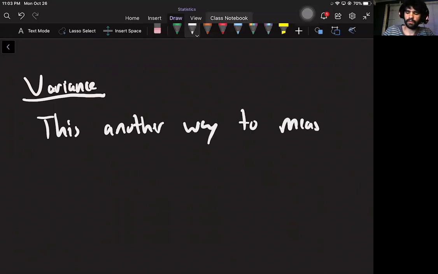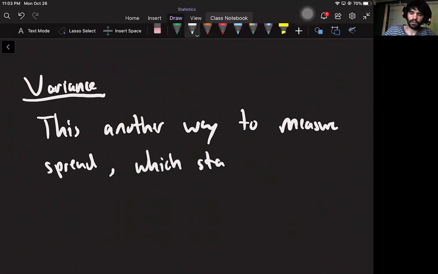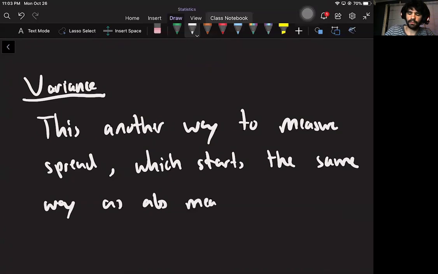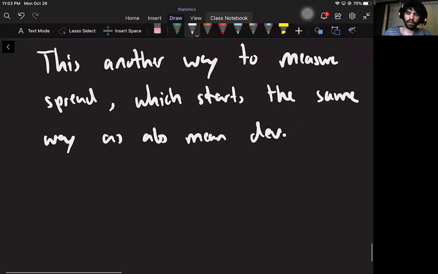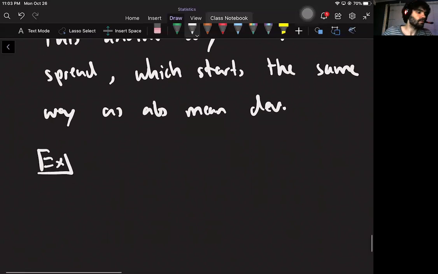It's very similar to absolute mean deviation. In fact, it starts the same way. So all we're going to change is how we make numbers be positive, how we change those distances into positive numbers. So let's start with the example we've already done so we can see the differences.